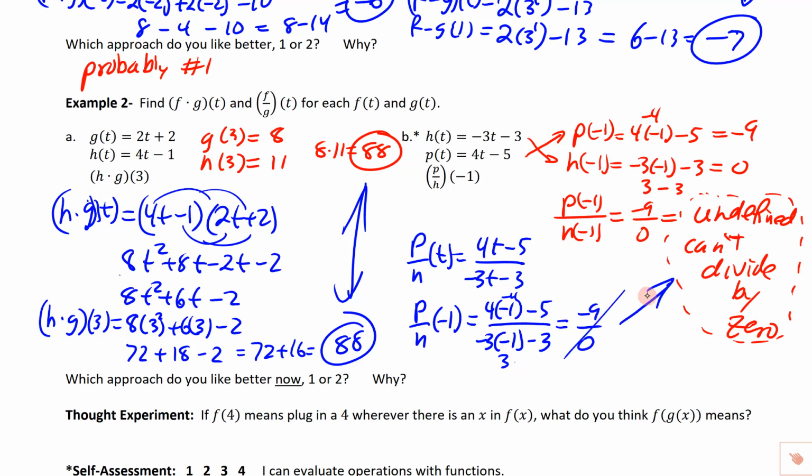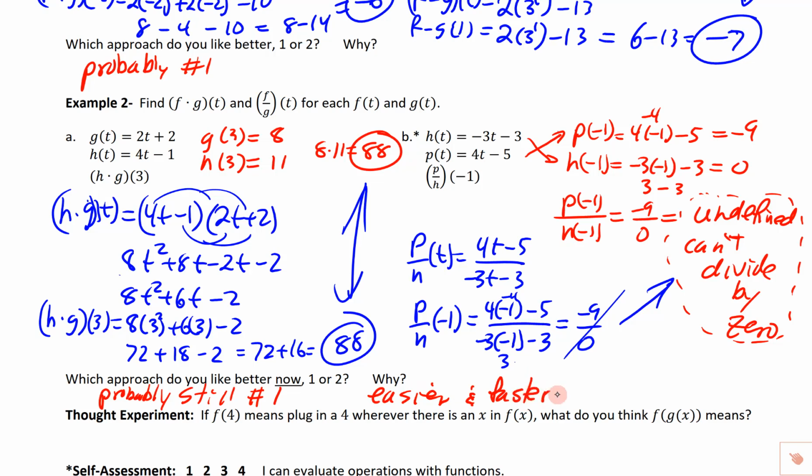Now, which one do you like better? Do you like evaluating the function and then doing the operation, or do you like doing the operation on the function? Probably still number 1. It just works out easier. It's easier and it's faster.